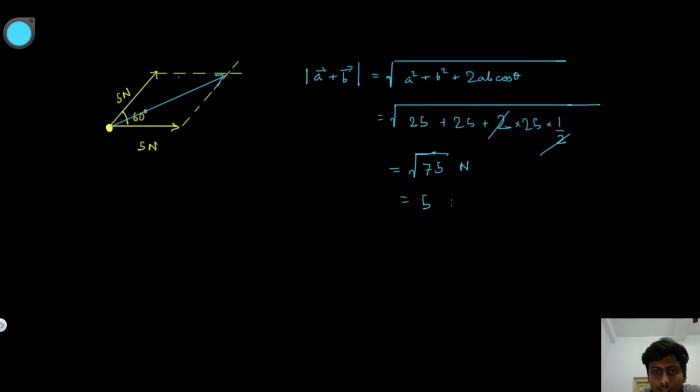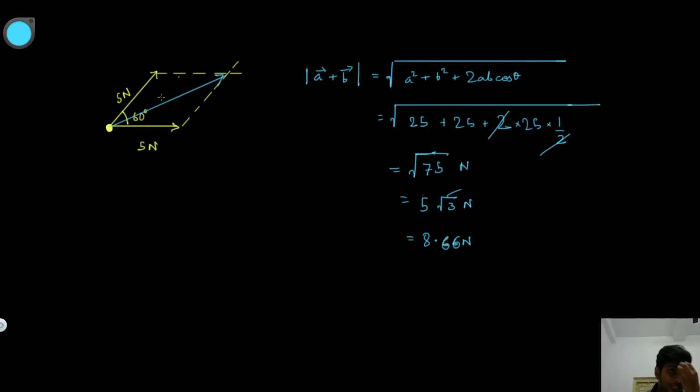So we can evaluate this, and the value would turn out to be 5 root 3 newtons. The value of root 3 is approximately 1.732, multiplied by 5, so we get approximately 8.66 newtons, right? So it is approximately 8.66 newtons. Now what about the angle?